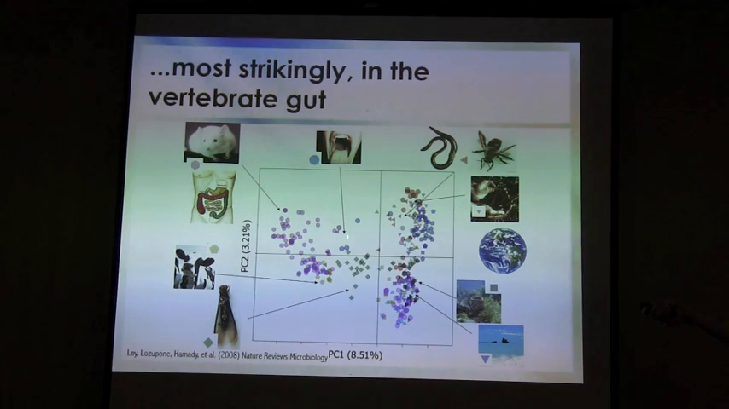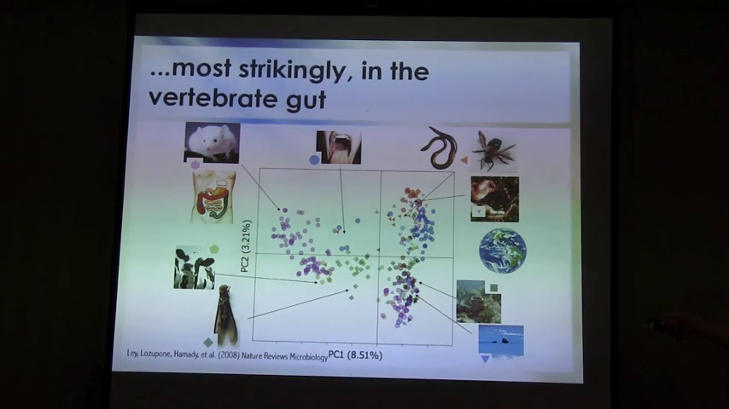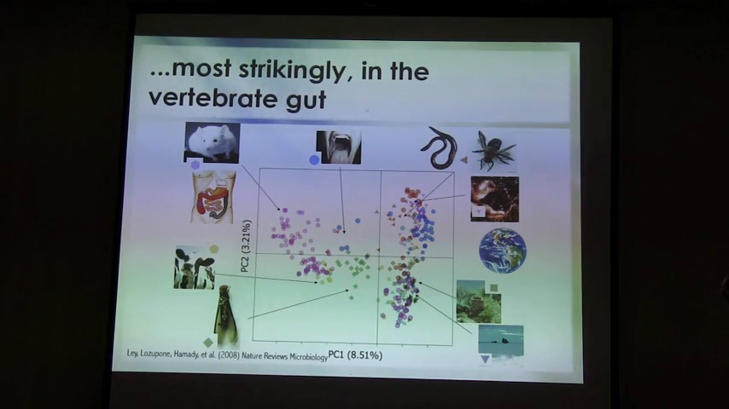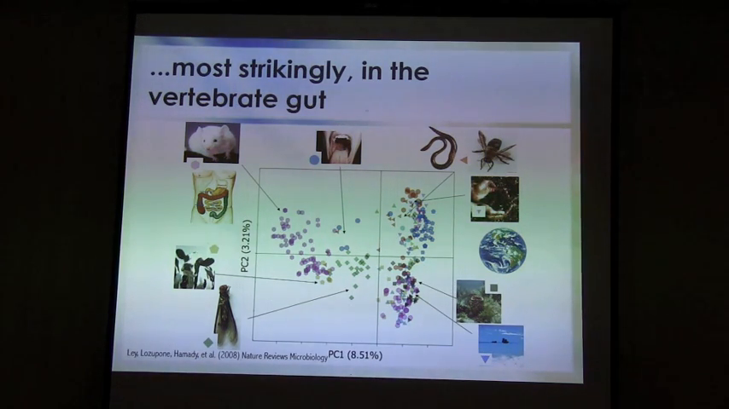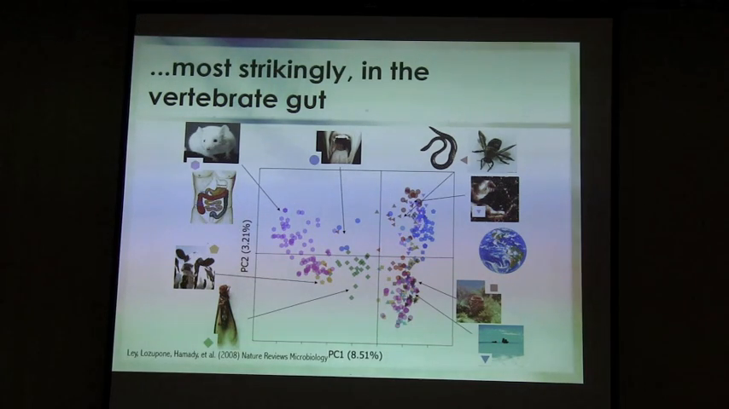So mostly what we're seeing is this profound split with the vertebrate gut, which is very distinct from everything else. And then other human-associated samples are intermediate. And again, this speaks to the value of being able to combine host-associated samples with environmental samples and get a picture globally of how these different kinds of microbial assemblages distribute over the environment.